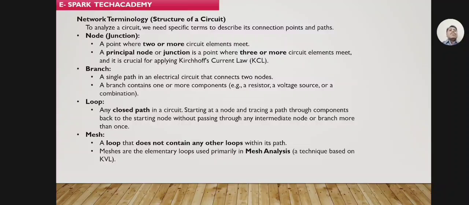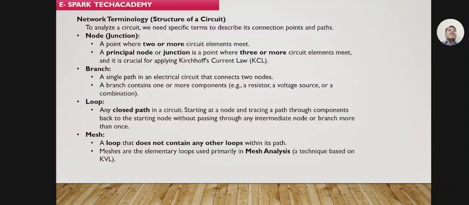Now, what is a branch? A single path in an electrical circuit that connects two nodes. It is a single path where two nodes are connected and a circular path is created. A branch contains one or more components: resistor, voltage source, or a combination.